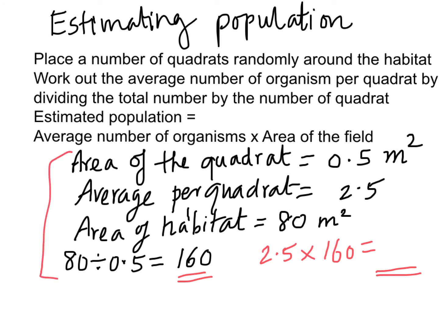Okay, so not always do you expect the area of the quadrat to be 1 meter square. It can be different. So your task is to find out how many quadrats will fit into the area first, and then you multiply by the average number per quadrat.